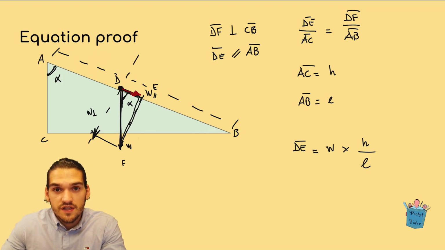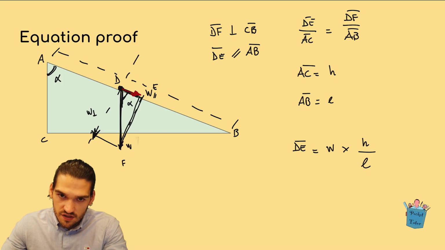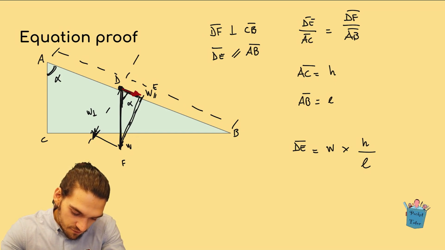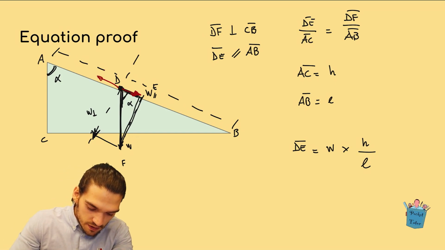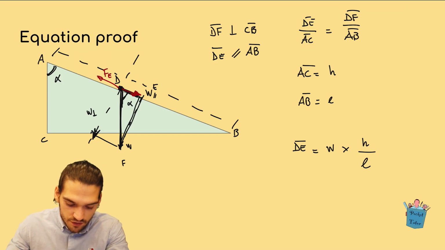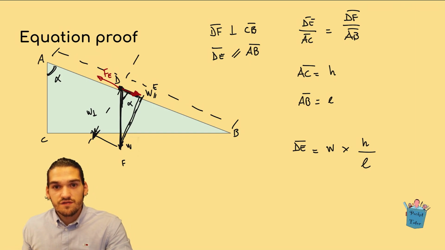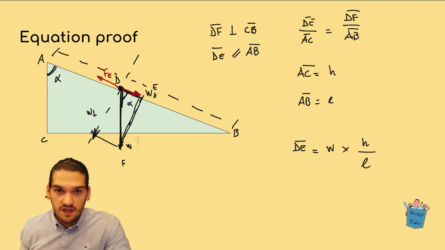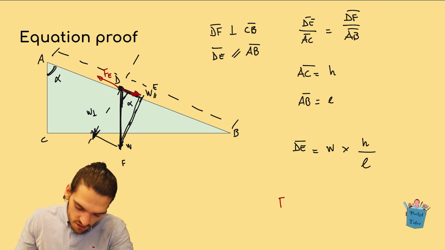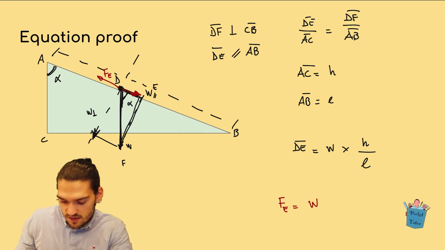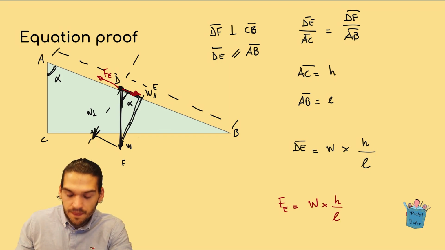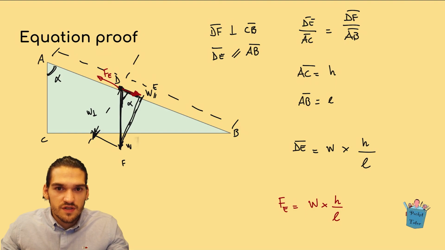Now, in order to have the equilibrium along the parallel direction, we'll need a force that has the same intensity of the parallel weight, but in the opposite direction. So we will need a force like this one, that we will call Fe, the equilibrium force, with the same intensity of W parallel. The intensity of W parallel is the length of DE, and therefore Fe will be equal to W, the intensity of the weight, times H over L. And so we proved the equation that we've just seen.